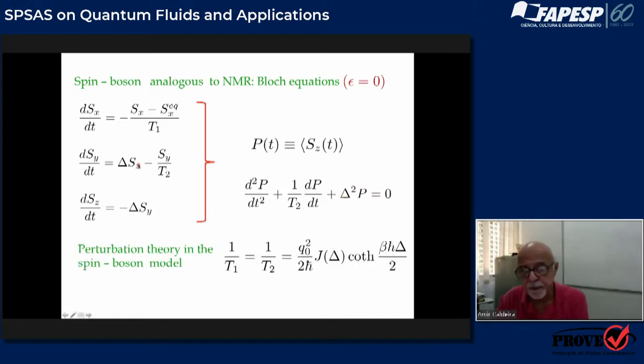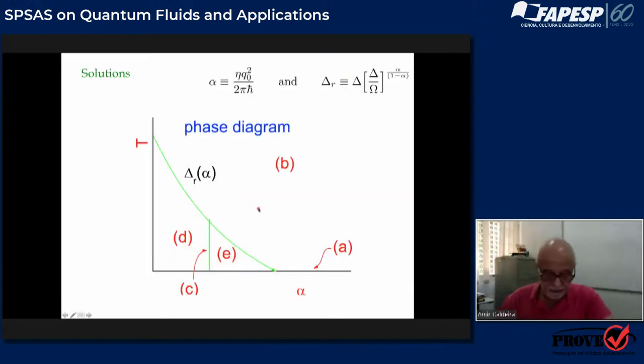So if you use perturbation theory for the environment, say that the environment is only disturbing very weakly the system, we can show that these two times are equal, and they are given by this expression here, this J of delta. It's just eta delta, right? This is my spectral function computed at delta. And in general, what we have is that the phasing time is less than twice the relaxation time. Now, what happens now?